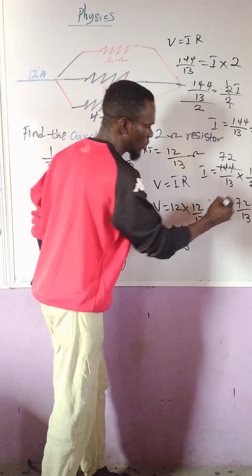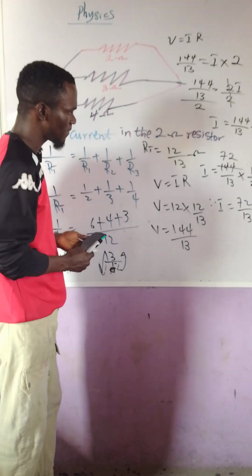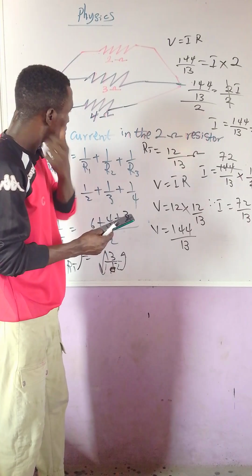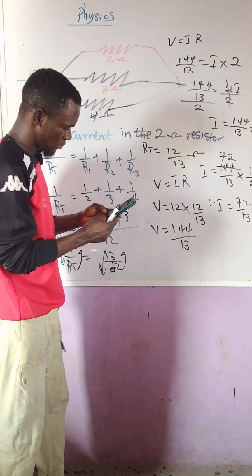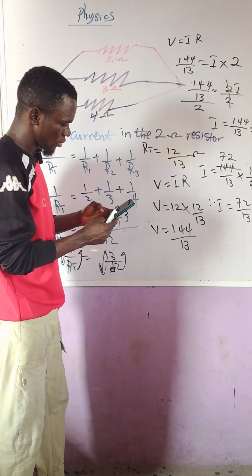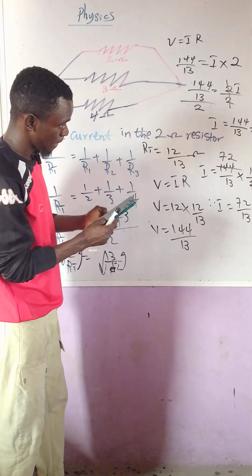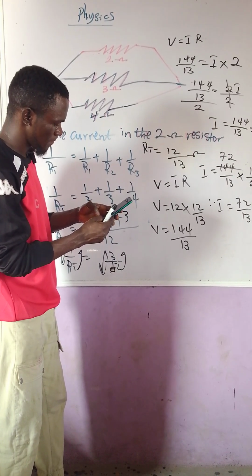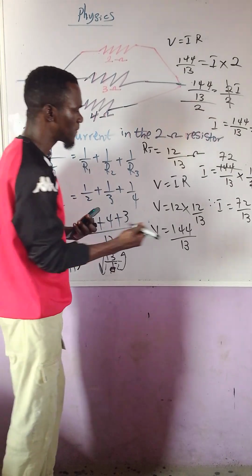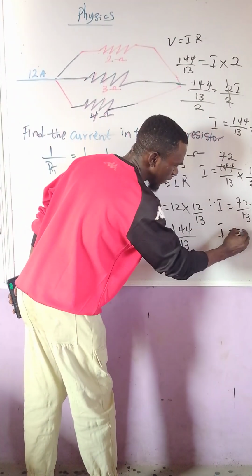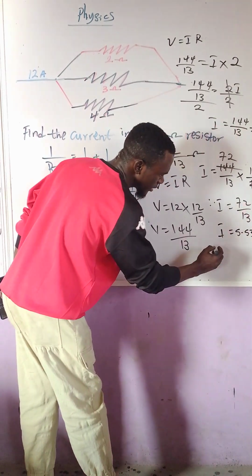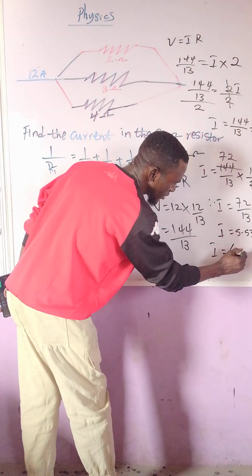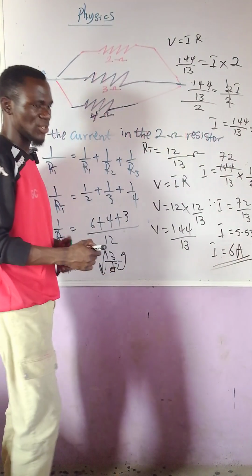Now let's divide and see what we have. 72 divided by 13 gives us 5.53. So we have the current as 5.53, approximately 6 ampere. So I hope you find it very interesting.